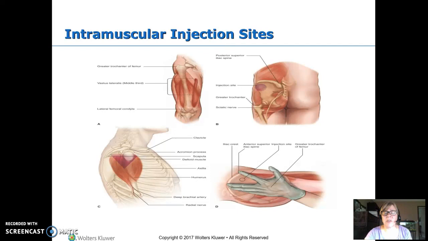This shows locations where you can give shots. Remember, infants, we're only using the thigh, the vastus lateralis. As they get bigger and their muscles are more developed, then we can start using the deltoid and the hip. We really do not want to use this postgluteal. It's not a great site, too much risk of hitting important things.